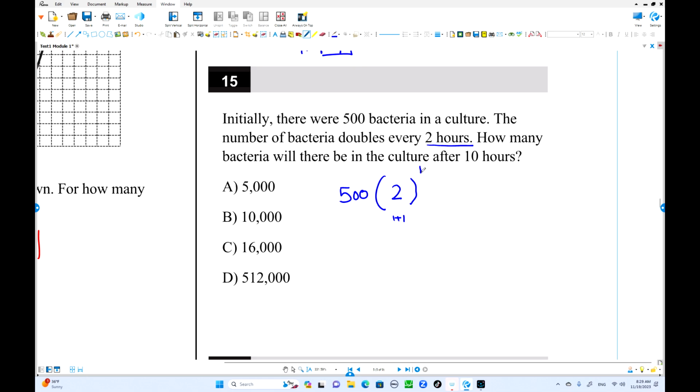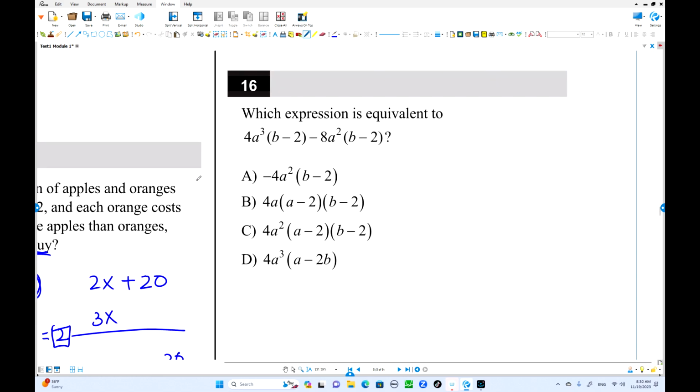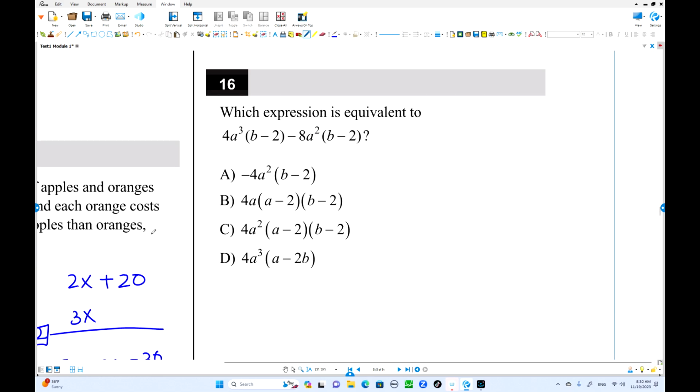2 hours is what? t over 2, right? This number is called double life. All right. Now in 10 hours, how many bacteria? This is the number of bacteria. I'm going to use P for population. If this is 10 hours, 10 over 2 is 5, so 2 to the 5. 2 to the 5 is what? 32, isn't it? 16,000 is the answer.